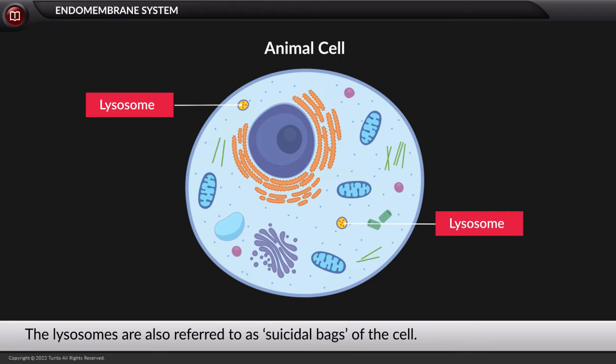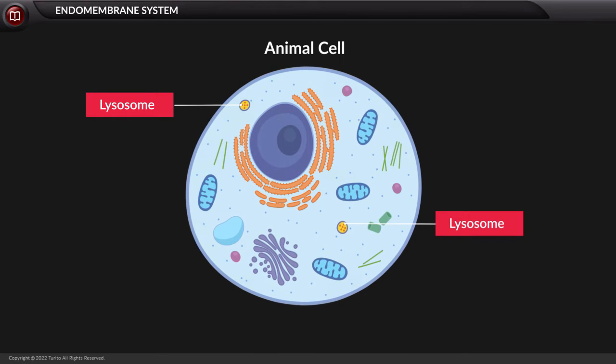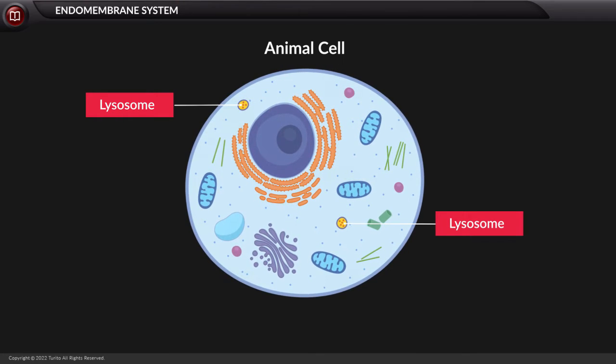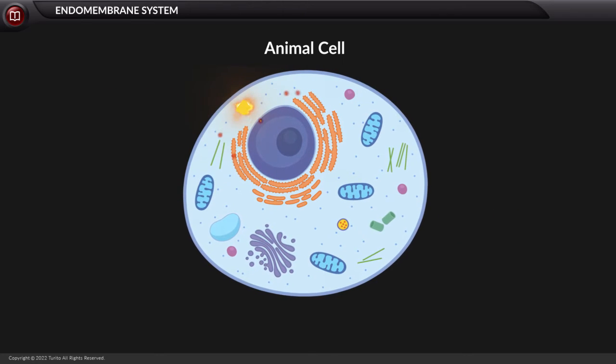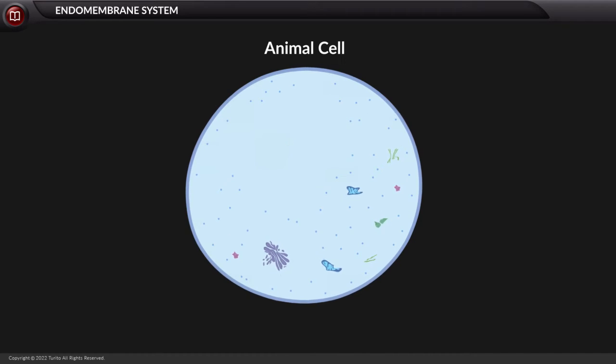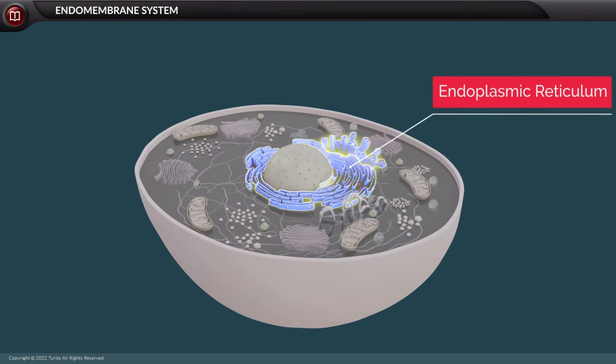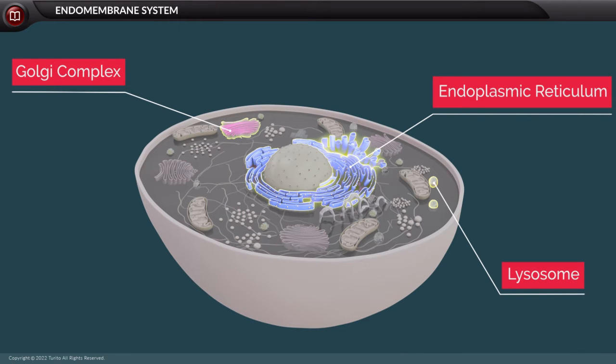The lysosomes are also referred to as suicidal bags of the cell. When a cell is damaged, the lysosomes undergo autolysis and release the hydrolytic enzymes which digest their own cell, ultimately leading to cell death. These are the details of the three organelles involved in the endomembrane system.